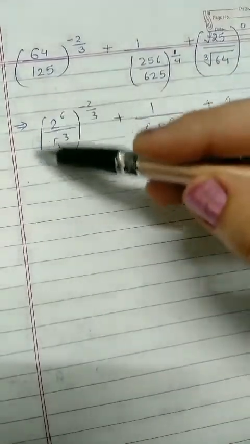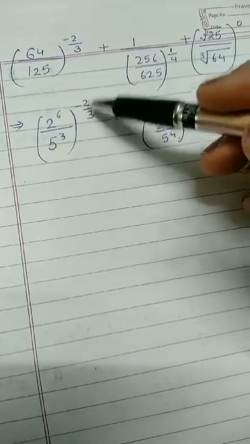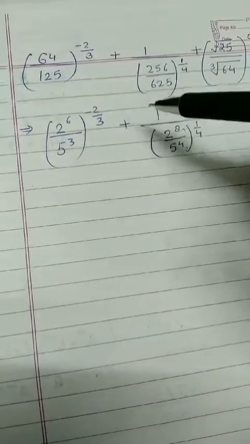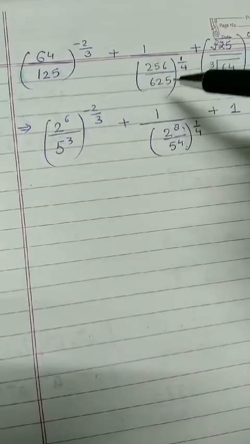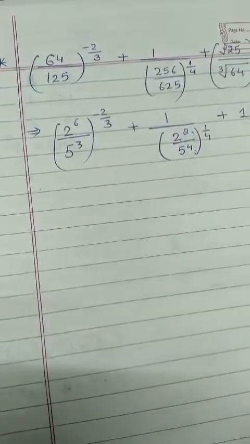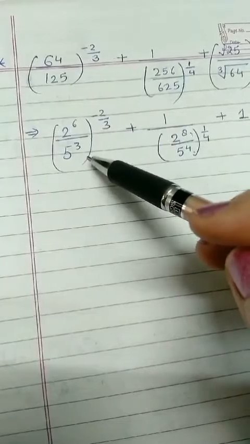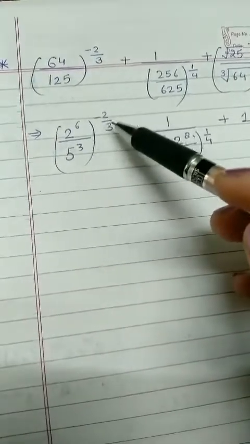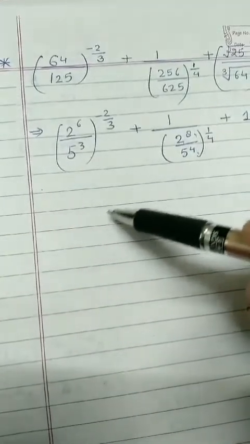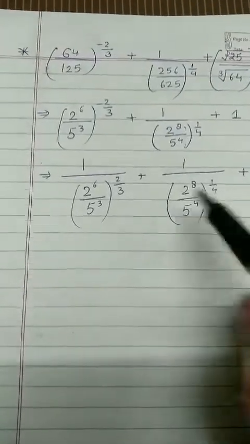Now here you observe this term is with negative exponent. So we can change to positive exponent, because we know the law is a raised to power minus 1 is equal to 1 upon a, or a raised to power minus n is equal to 1 upon a raised to power n. So this 2 raised to power 6 upon 5 raised to power 3, raised to power minus 2 by 3, we can write it as 1 upon 2 raised to power 6 upon 5 raised to power 3, raised to power 2 by 3. So this is like this now.